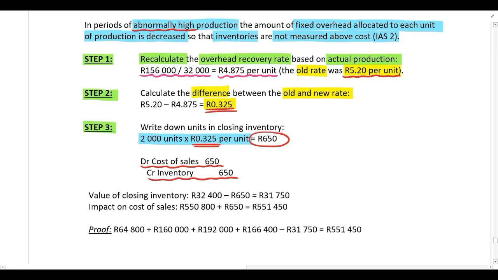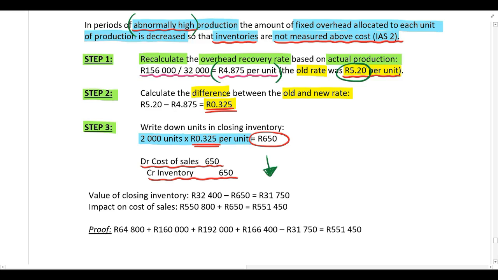So all we are doing is writing down the value of our inventory to make sure that it is not measured above cost. Originally, when we valued inventory, we valued it at a rate of R5.20 per unit. However, because production is considered to be abnormally high in this question, we need to write it down to 4.875 per unit. So this is the value that I must write my inventory down by.